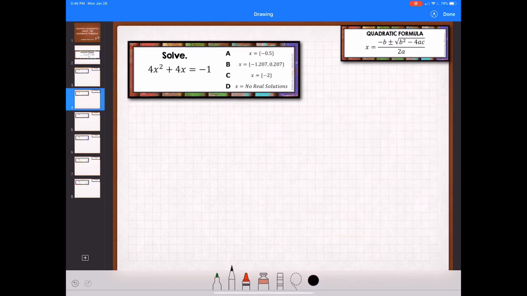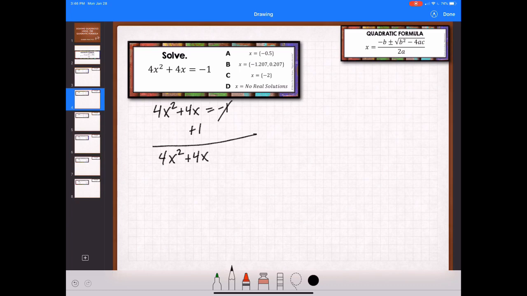Next problem. So first thing, you want to make sure that you have it set equal to 0. So I'm going to pass the 1 to the left side. So I have 4x squared plus 4x plus 1 equals 0, so that now I can identify my a, b, and c. A equals 4, b equals 4, and c equals 1. Remember, you're getting that from these numbers right here.